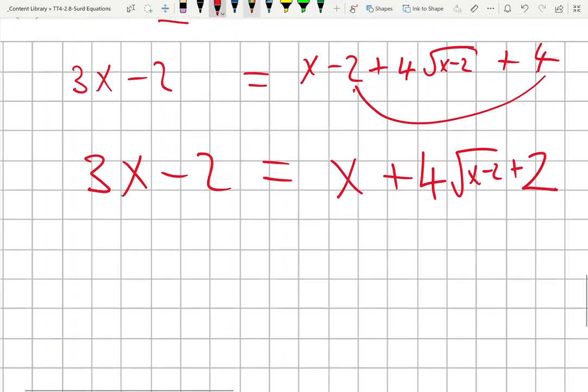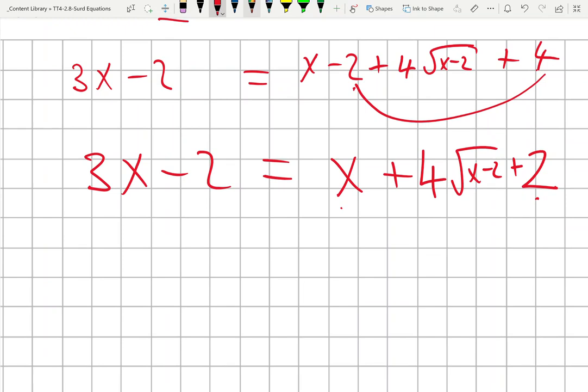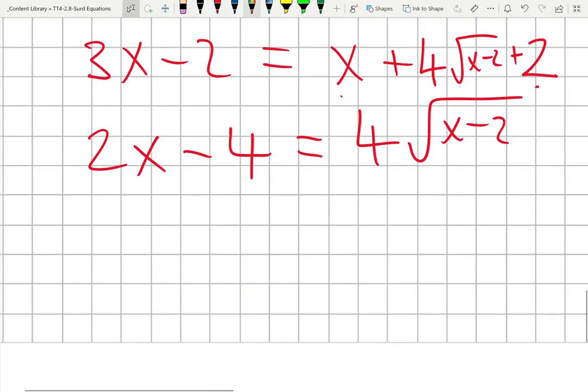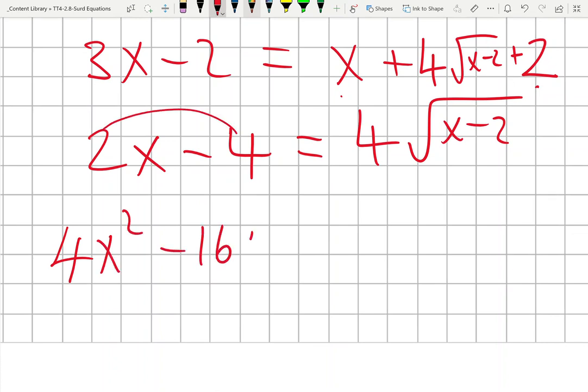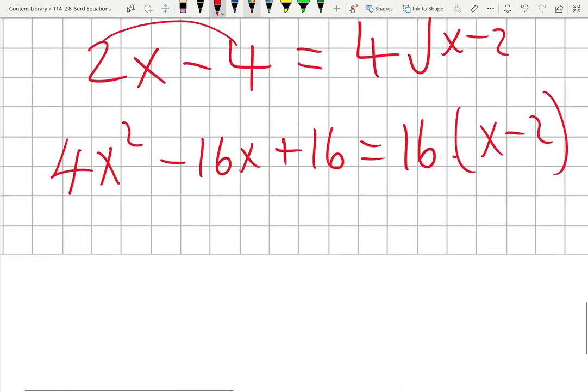Okay, so now the x and the 2 need to go over to the left. And now we're squaring. Negative, and with 2 4s is 8, so it's negative 16x, and it's plus 16, and it's another 16, and this time I will use a bracket. Okay, divide across by 4.